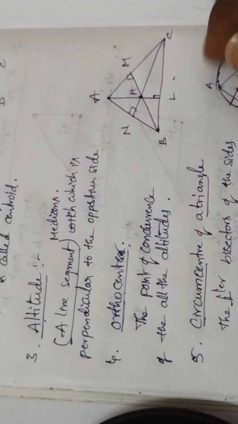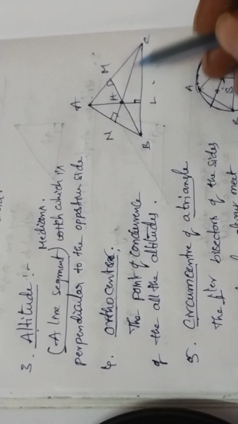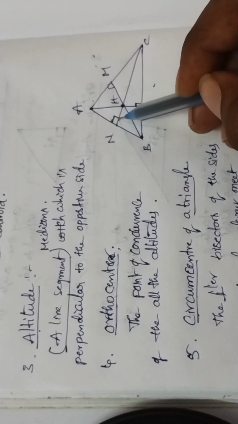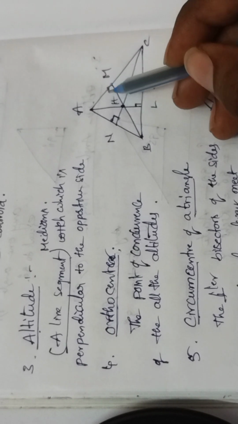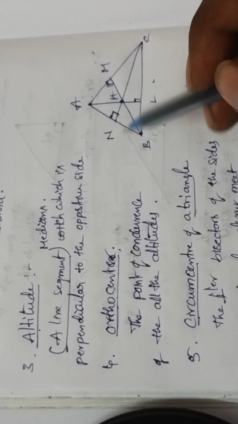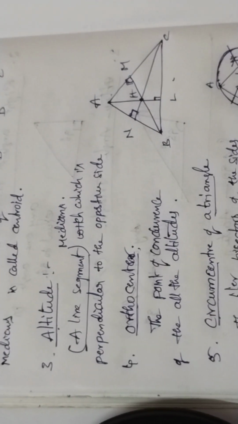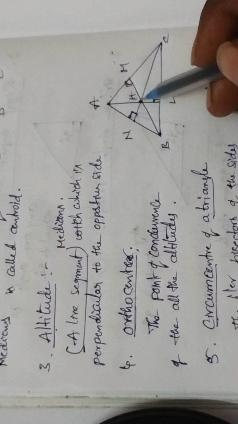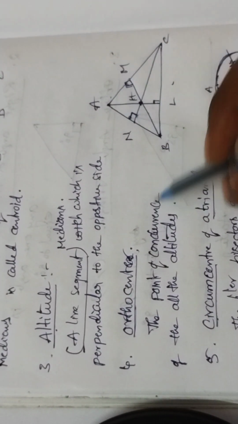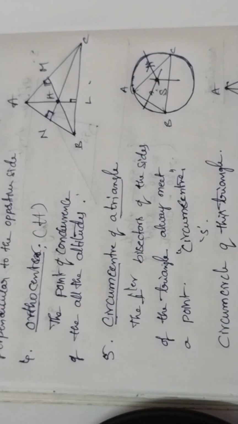Now coming to altitude. An altitude is nothing but like a median which is perpendicular to the opposite side. If the median is perpendicular to the opposite side, then we call it an altitude. If it is not perpendicular to the opposite side, then we call it a median. So that is a small difference. The point of intersection of all the altitudes we call the orthocenter, indicated by the letter H.